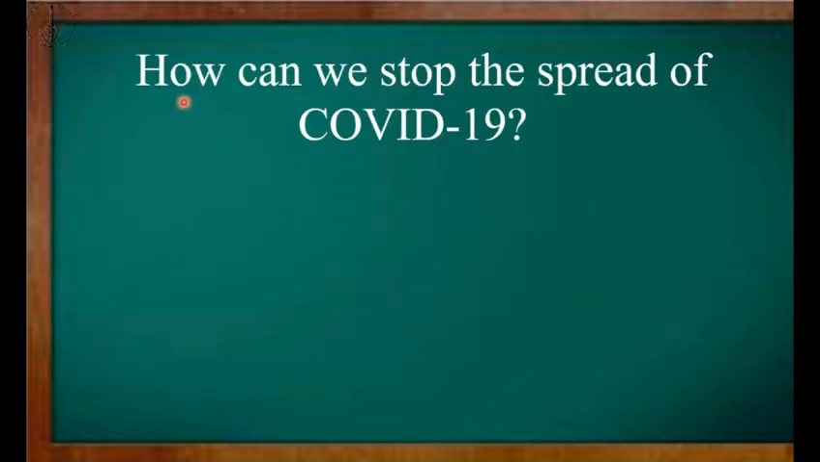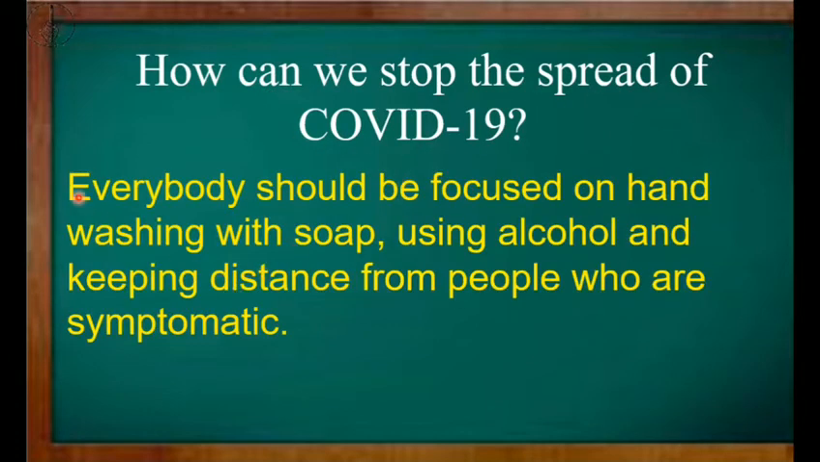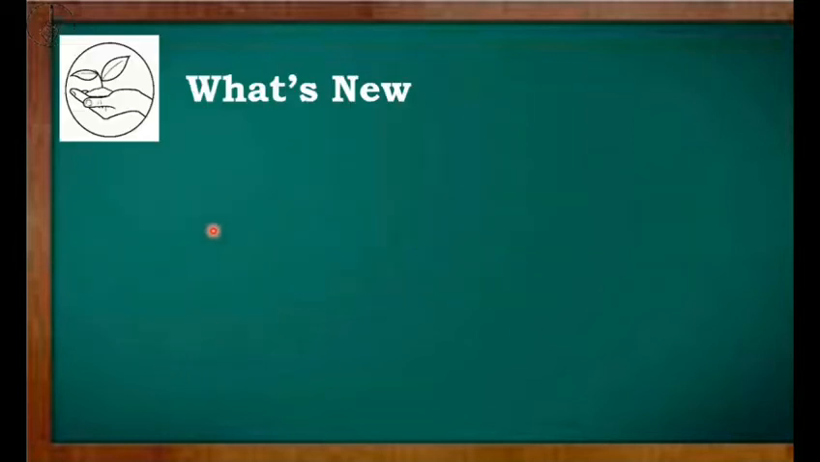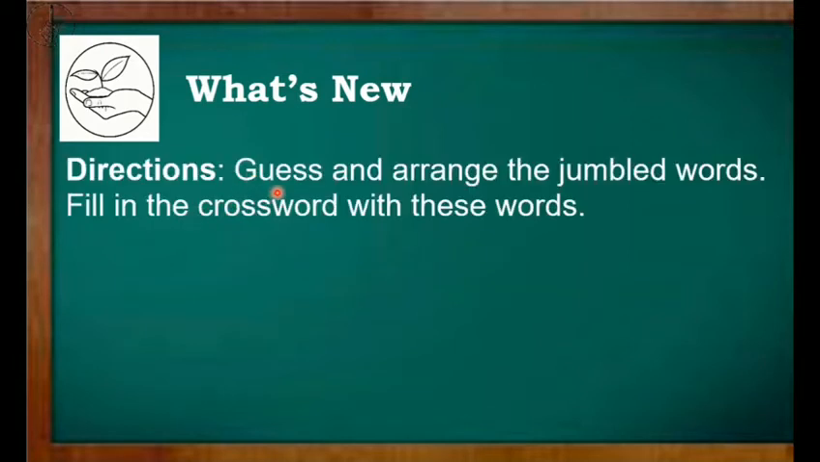Another question, how can we stop the spread of COVID-19? Possible answer: everybody should focus on hand washing with soap, using alcohol, and keeping distance from people who are symptomatic. All right, next, under What's New in your module: guess and arrange the jumbled words. Fill in the crossword with these words.